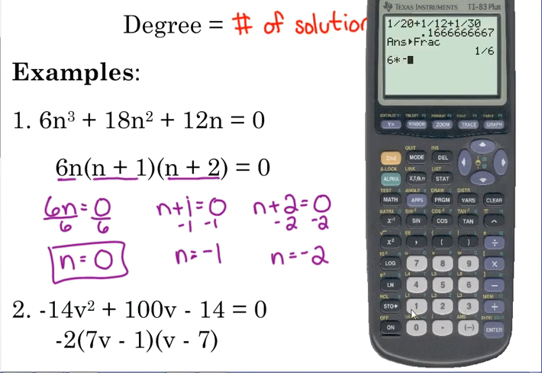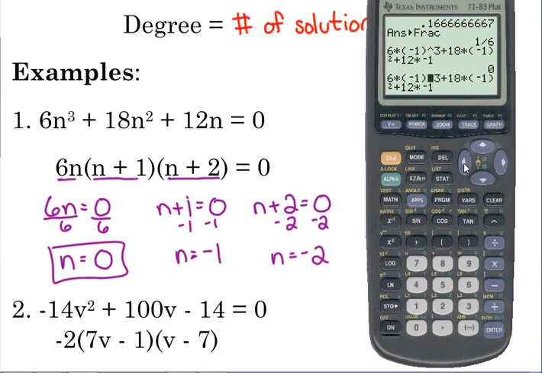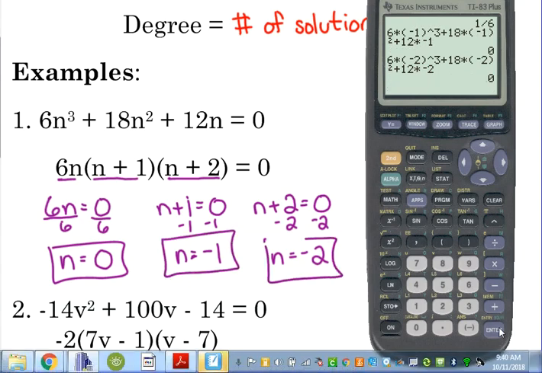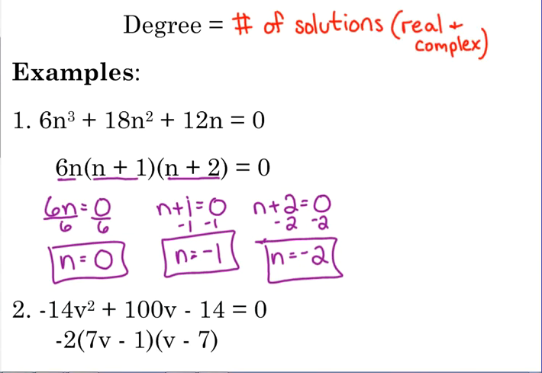So 6 times -1 cubed plus 18 times, oops, what am I forgetting? I'm raising a negative number to a power. I need parentheses. -1 squared plus 12 times -1. That gives me 0, so I can press second enter, and it'll bring up what I just typed in, and I can just replace those 1s with 2s. Save myself some time. And that one works as well. Okay, so all 3 of these check out. They equal 0 when we plug them back into the original. So those are our 3 solutions.